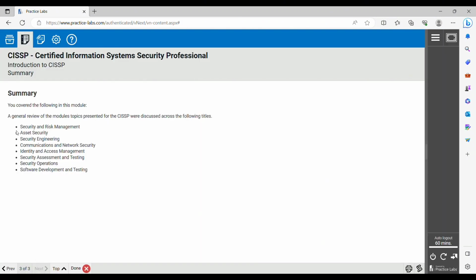Summary. You covered the following in this module. The general review of the module's topics presented of the CISSP were discussed across the following titles: security and risk management, asset security, security engineering, communications and network security, identity and access management, security assessment and testing, security operations, and last, software development security.